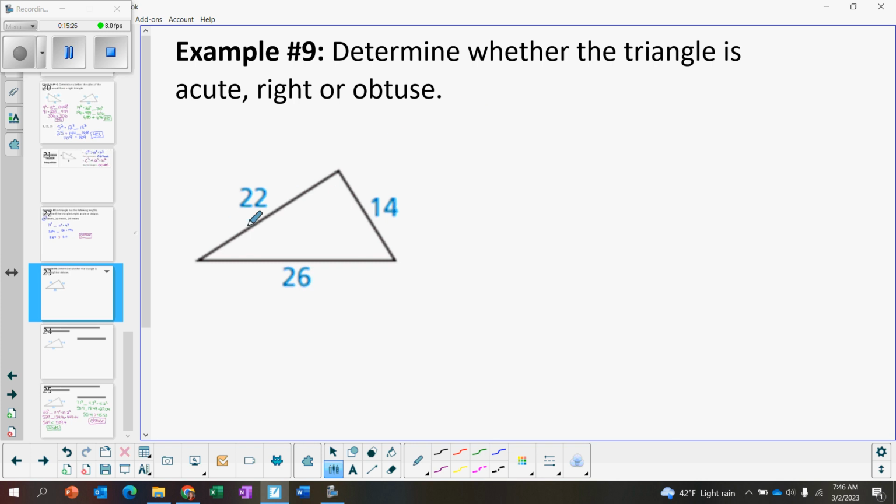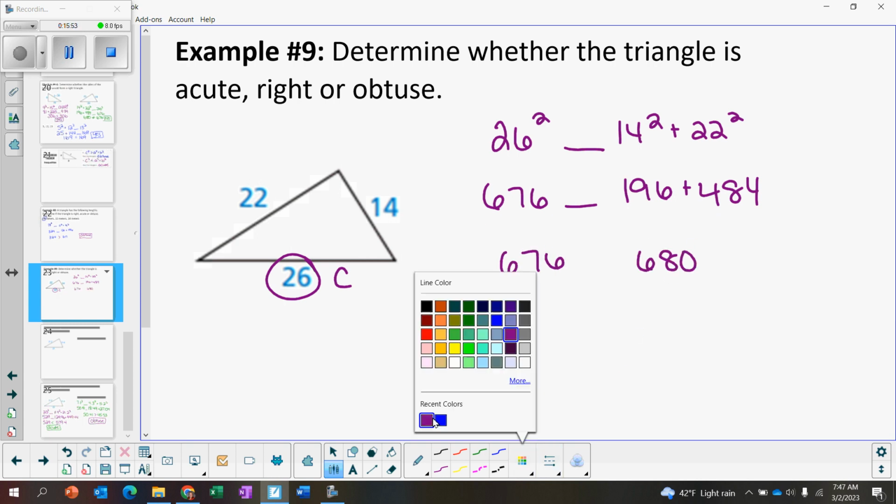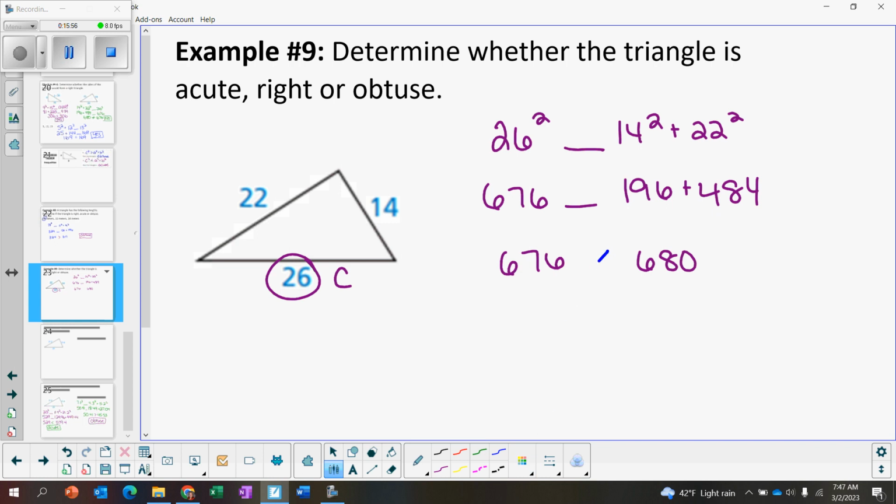All right, and this one, my biggest side is 26, so that's my C. We're going to have 26 squared compared to 14 squared plus 22 squared. So we get 676 compared to 196 plus 484. Adding together 484 and 196, we get 680. So 676 is less than 680. So that's an acute triangle.